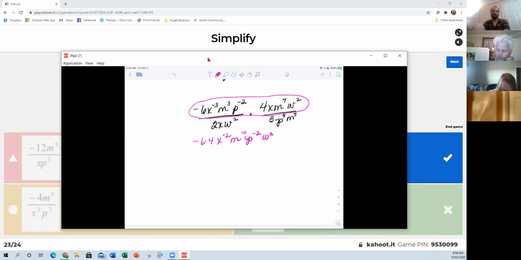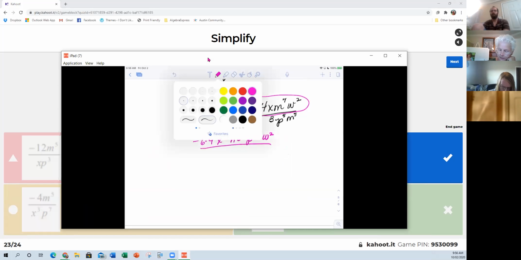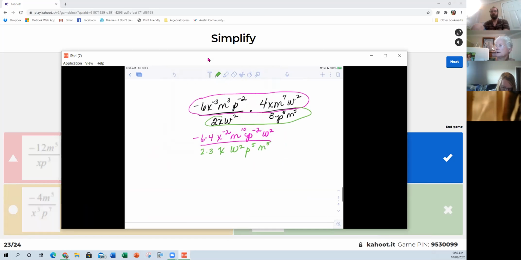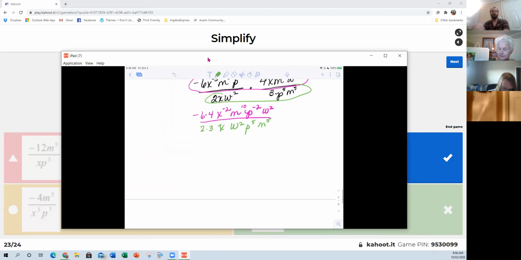So then we're going to work with the bottom now. I have 2 times 3, and then an x, and a w squared, and a p to the 5th, and an m to the 5th. Okay, so I can cancel these guys out, right? So -6 times 4 is -24, or I could just cancel common factors. But this would be -24 divided by 6, which is -4 on the top.